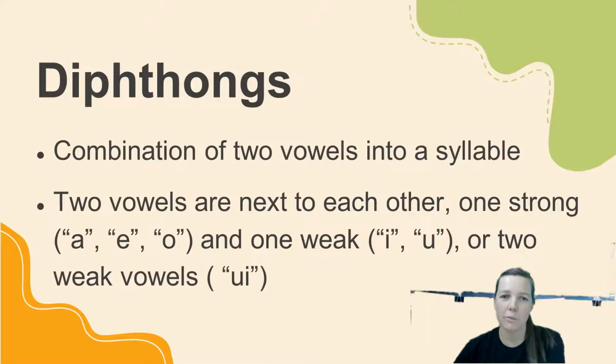Now we're going to look at diphthongs. Diphthongs are a combination of 2 vowels into 1 syllable. The 2 vowels are next to each other, usually one strong, which is the A, E, or O, and one weak, which is I or U. Or sometimes it's 2 weak vowels, which is the U, I together.